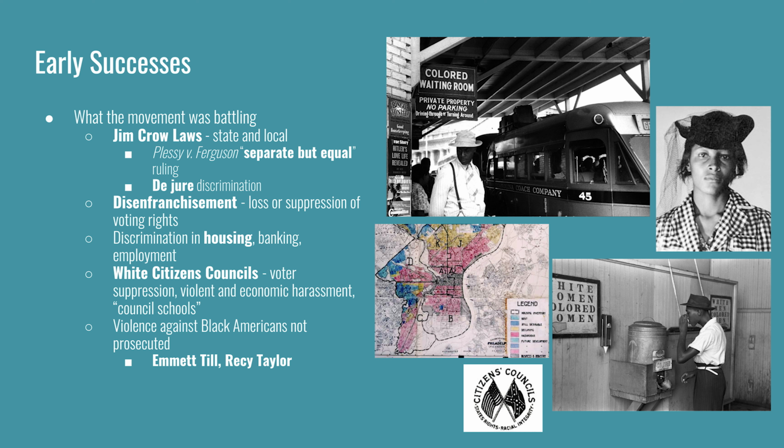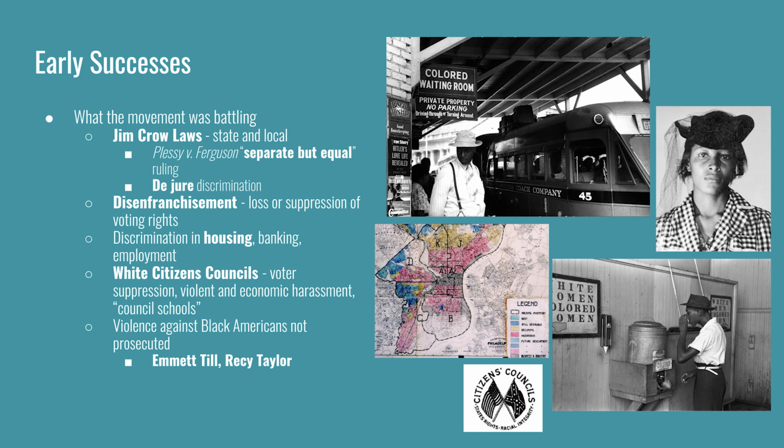Jim Crow laws were declared to be constitutional in the Supreme Court case Plessy v. Ferguson. It established the separate but equal doctrine, meaning that as long as separate facilities were provided for African Americans, then the establishment or business in question was not infringing upon a person's 14th Amendment right of equal protection under the law.